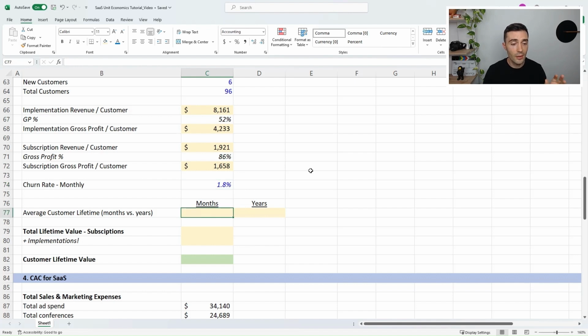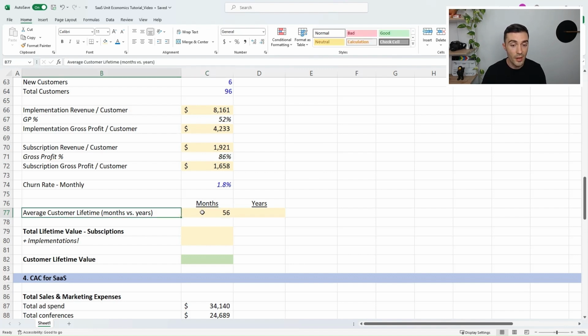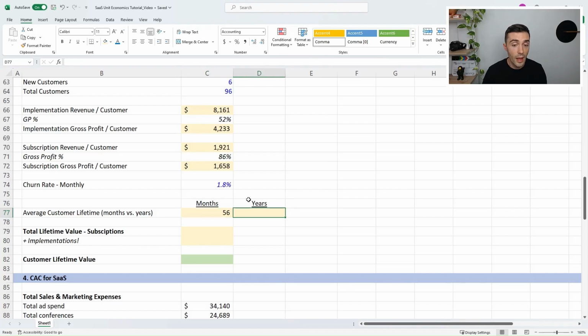So here is how to calculate the average customer lifetime. What you do is you just take 1 and you divide it by the churn rate. This is a formula that's borrowed from statistics. And so what you would see in this scenario is the average customer has a lifetime of 56 months. So if we're losing 1.8% of our customers per month, the typical customer will be buying our subscription for an average of 56 months. Now, if we wanted to convert this into years, we would just take the 56 and divide it by 12.